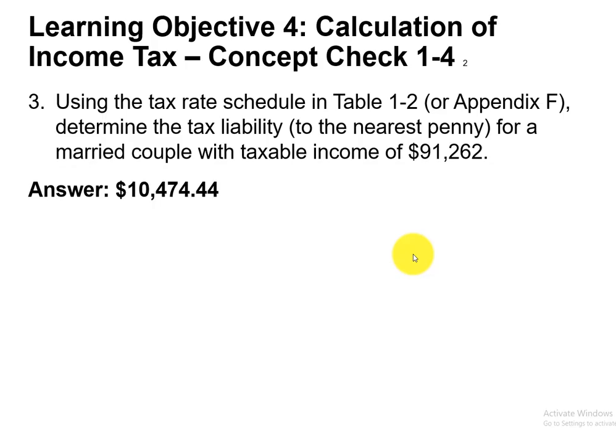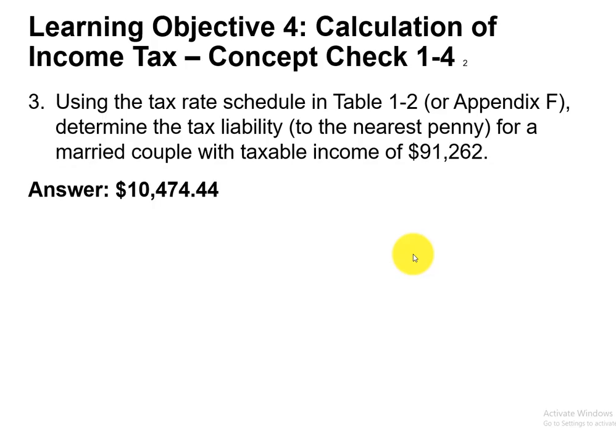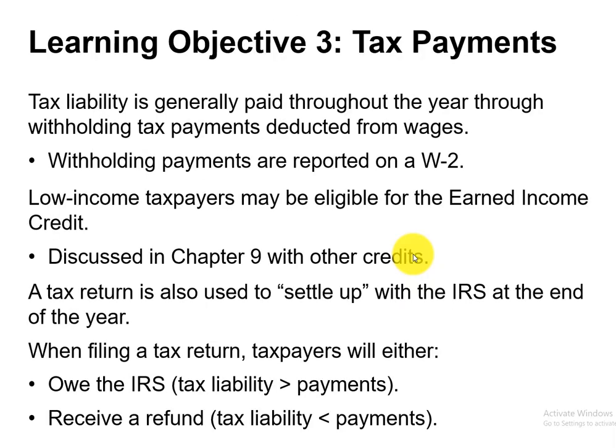If you use the tax rate schedule, notice you'll get a little different result, and they took it to the very penny just to show you that it is more exact using the tax rate schedule, but it's not official. So it's different by $1.56 or $2, depending on your rounding.